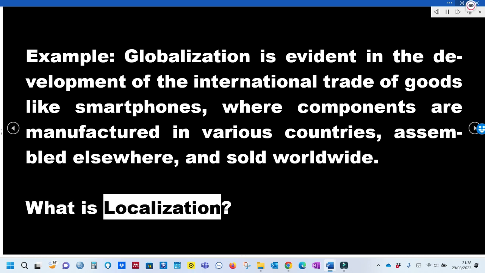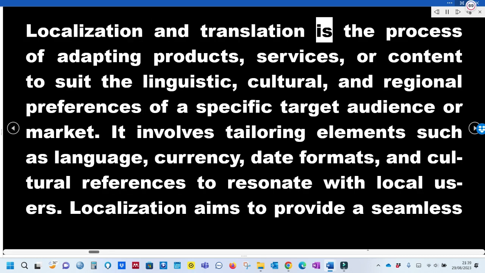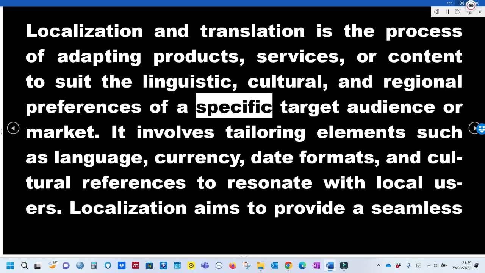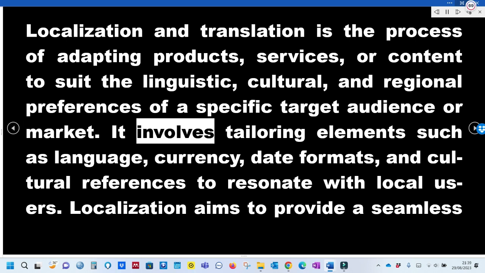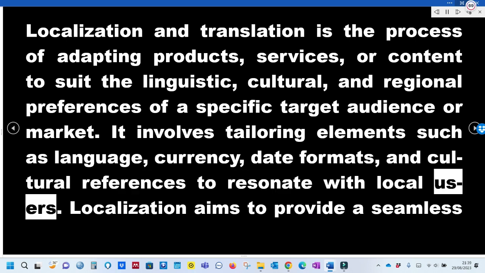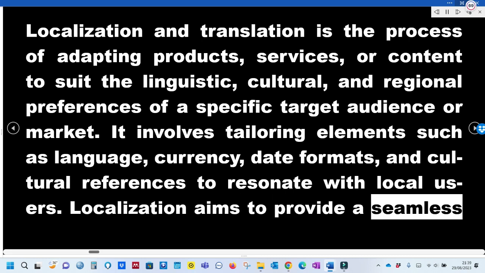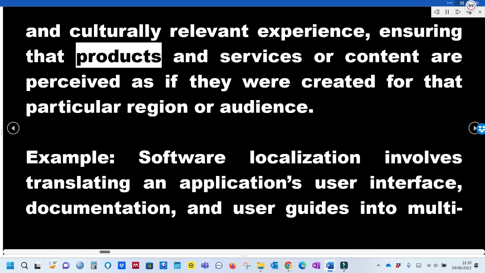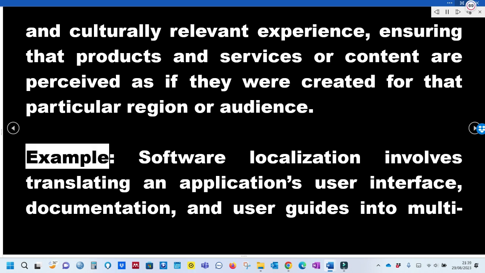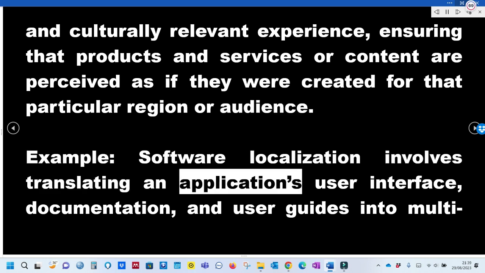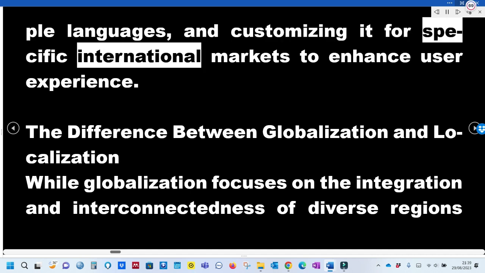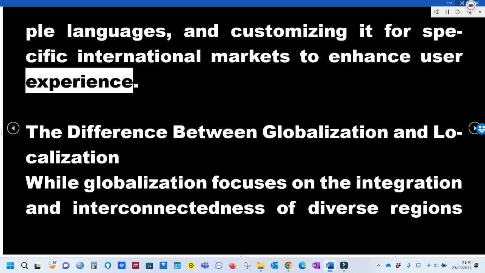What is localization? Localization is the process of adapting products, services, or content to suit the linguistic, cultural, and regional preferences of a specific target audience or market. It involves tailoring elements such as language, currency, date formats, and cultural references to resonate with local users. Localization aims to provide a seamless and culturally relevant experience, ensuring that products, services, or content are perceived as if they were created for that particular region or audience. Example: software localization involves translating an application's user interface, documentation, and user guides into multiple languages, and customizing it for specific international markets to enhance user experience.